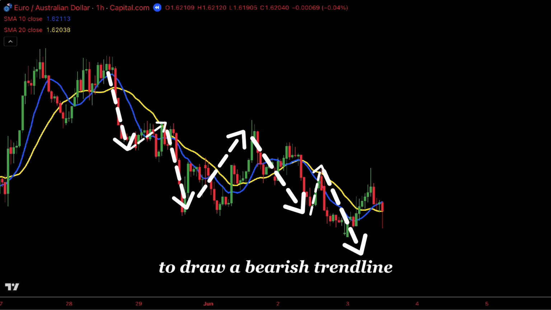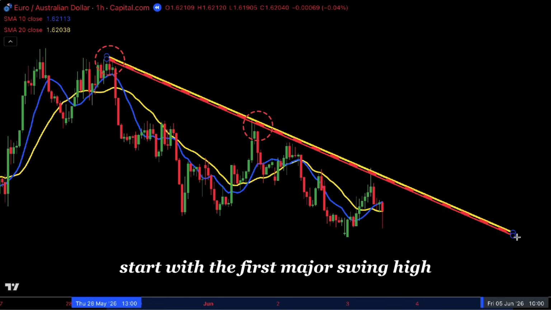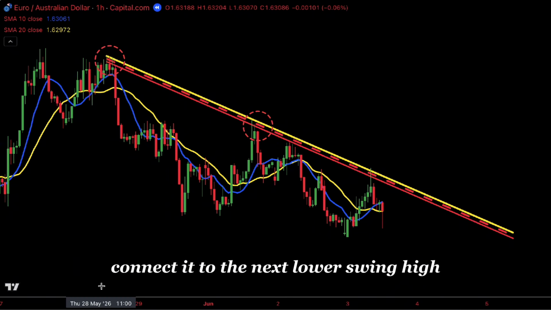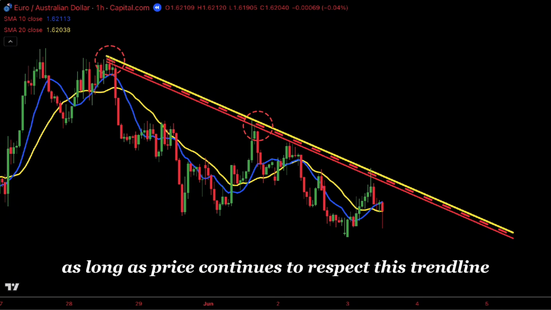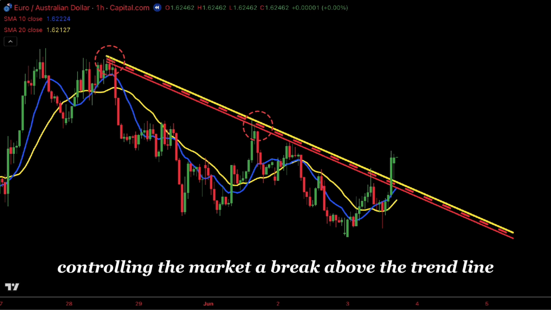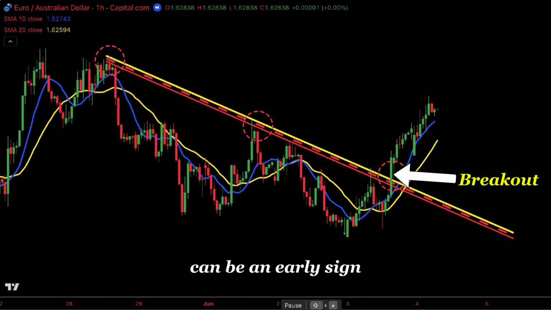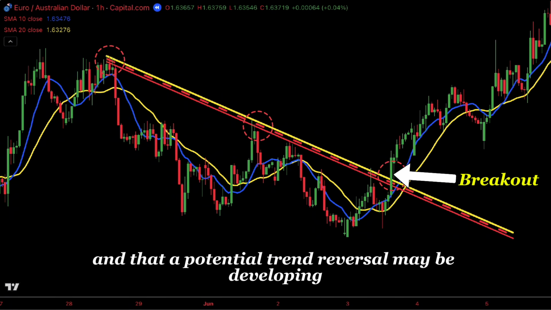To draw a bearish trend line, connect two or more significant swing highs. Start with the first major swing high, connect it to the next lower swing high, and extend the line to the right. As long as price continues to respect this trend line, it acts as dynamic resistance, indicating that sellers are still controlling the market. A break above the trend line can be an early sign that the bearish momentum is weakening and that a potential trend reversal may be developing.